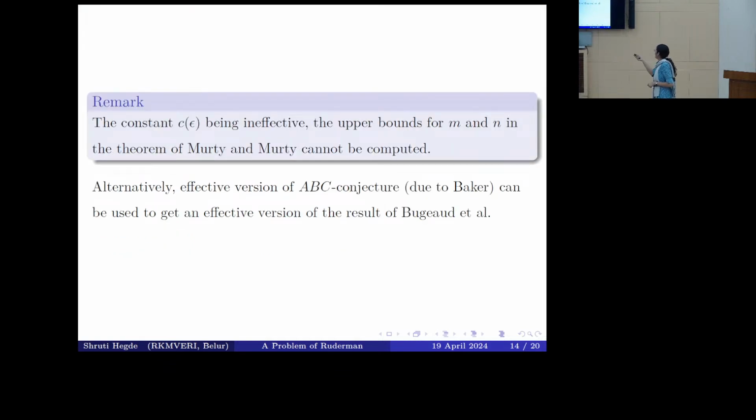So here the constant being ineffective, we cannot say the bound, we cannot compute the bound. But Murty and Murty gave a suggestion to alternatively use the ABC conjecture instead of the subspace theorem and get another analog of Bugeaud and others' result.